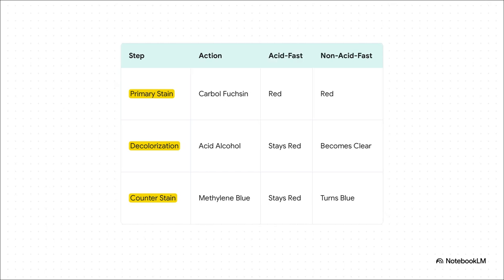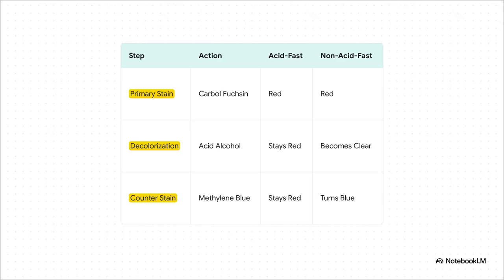Another really important one is the acid-fast stain. This is for a special group of bacteria like the one that causes tuberculosis, Mycobacterium. These guys have this waxy layer in their cell walls that the gram stain just can't get through. So with this method, you use a strong red dye and heat to force it past that waxy layer.